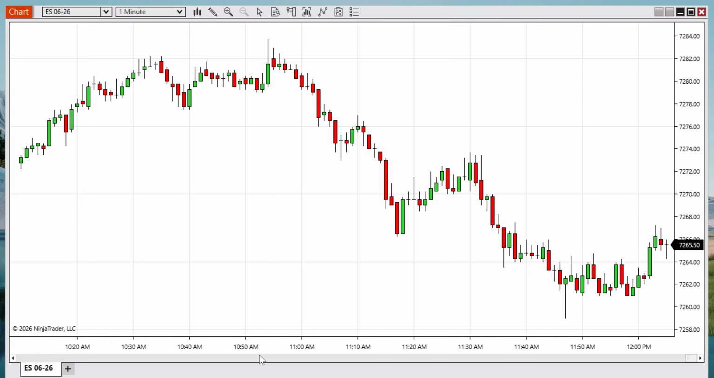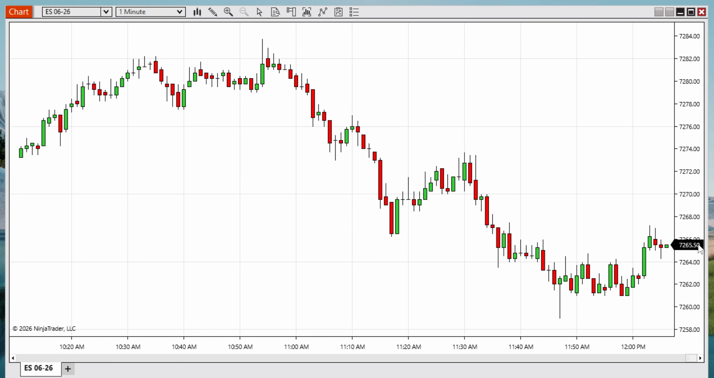If you see the bottom, you have the timeline, and if you see the right hand scale, this is the price movement. This black marker is where the current price is. 7266 is the current price. It moves by 12 and a half points. So 50, 25, 75, 100. Each is called a tick. So 4 ticks is 1 point on ES. Different instruments have different ticks and tick values.